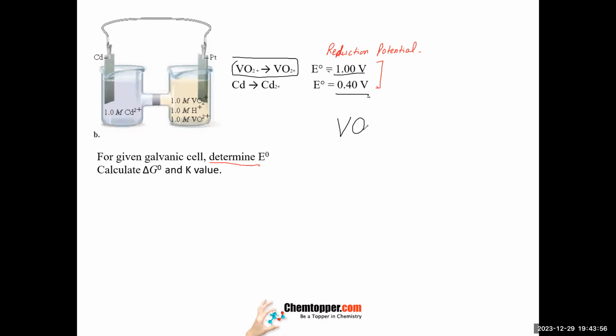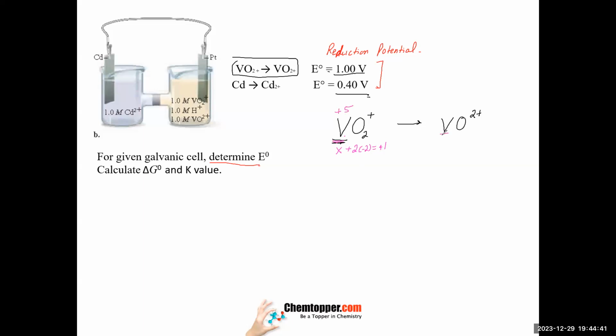It's like this: VO2+ and VO2+. What's the oxidation number of vanadium here? Can you check the oxidation number of vanadium? Let's say X. X plus 2 times minus 2 is equal to plus 1. So what is X? Plus 5. Atharva, very good.